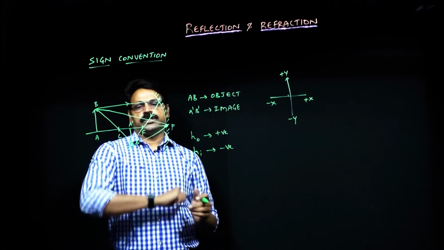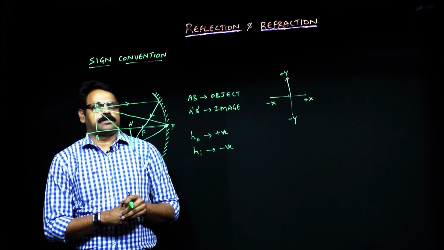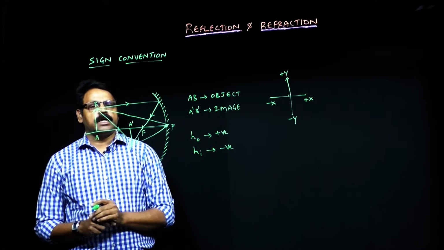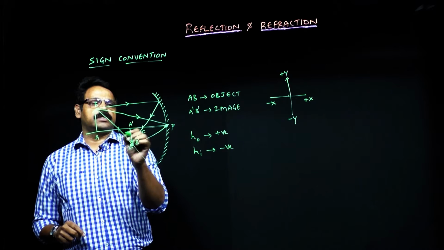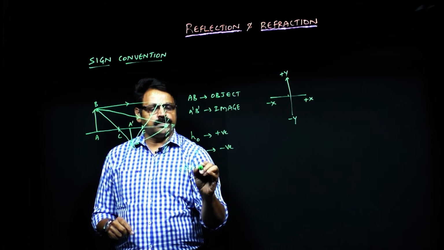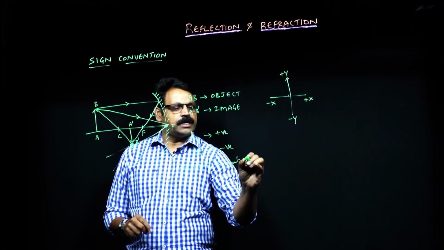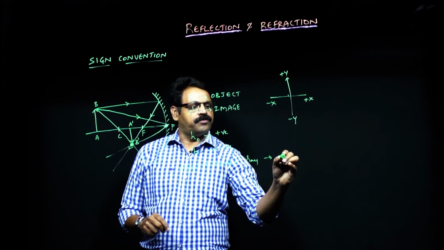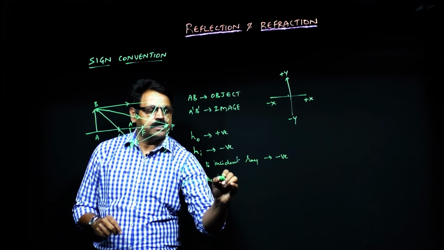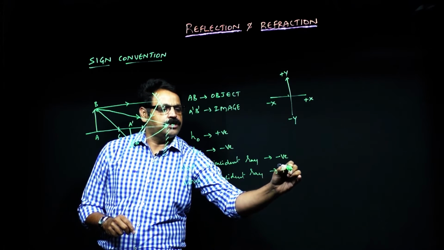So this is one sign convention you have to follow. The next one is, whenever you are measuring distances with reference to the pole, make a note that the pole is to be taken as the reference. So whenever you are measuring distances with respect to the pole, if you are measuring opposite to the incident ray, you take it as negative, and along the incident ray you have to take it as positive. So this is the notation you have to take.